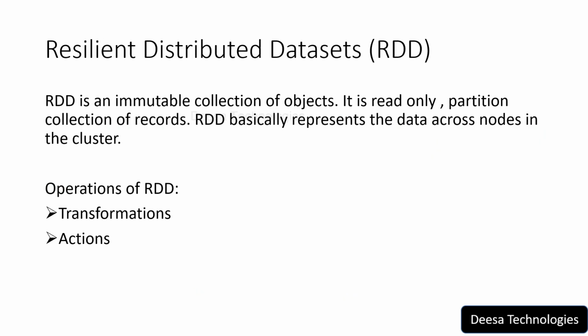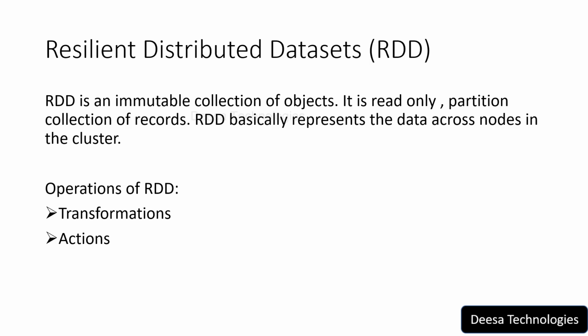So what is an RDD? A resilient distributed data set. An RDD is an immutable collection of objects. It is a read-only partitioned collection of records. Basically, an RDD represents the data across nodes in a cluster. You create an RDD that will refer to a data set. Just like we read the data from a file and give it a file handler in Scala, similarly, you can read data into an RDD. So the RDD will refer to the data.